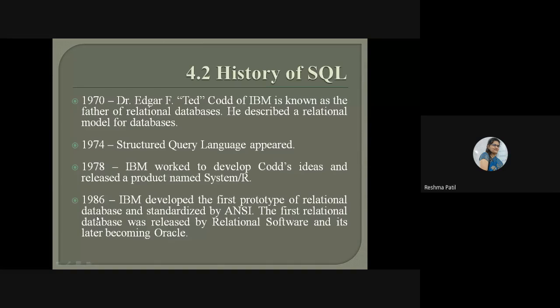After that, in 1986, IBM developed the first prototype of a relational database, and it was standardized by ANSI. The first relational database was released by Relational Software, which later became Oracle. Now we are using this database, the Oracle database. So in 1970 the relational model came, in 1974 Structured Query Language came, in 1978 the System R database came, and in 1986 the Oracle database came. So this is the history of the SQL language.